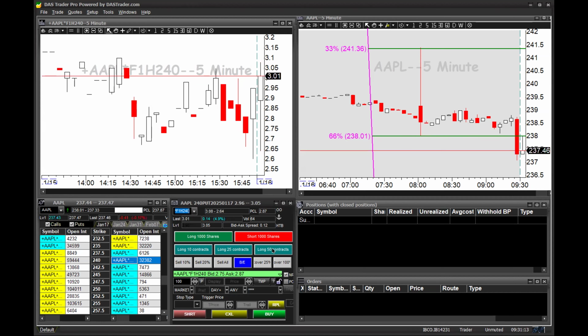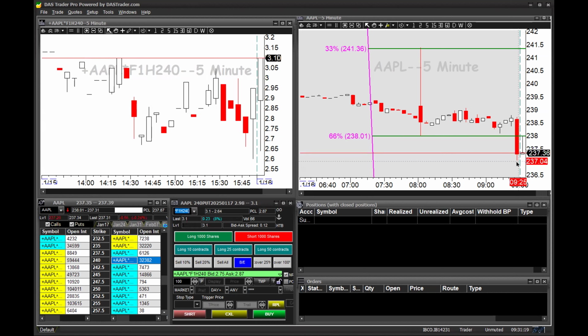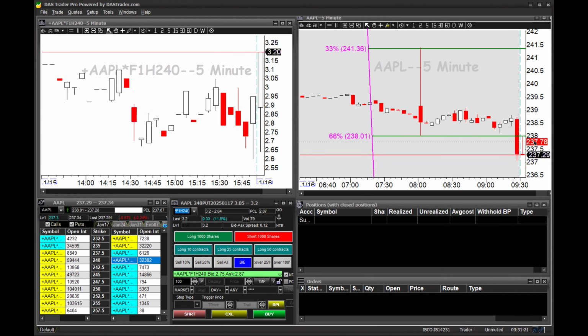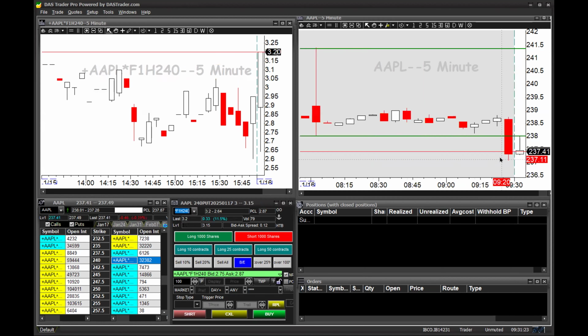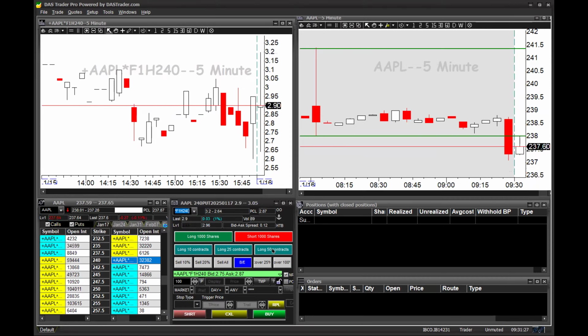Let's see. Apple puts. I got the 240 put options here ready to go. Basically a break of pre-market low. Effectively, that's the entry. Keep a decently tight stop. But let's see. It has to really prove that weakness. Otherwise, I will not risk it.